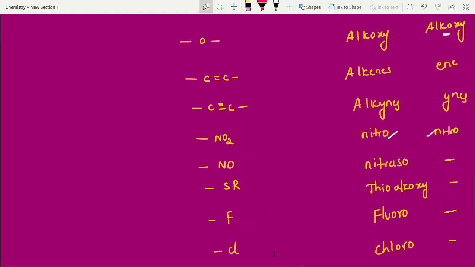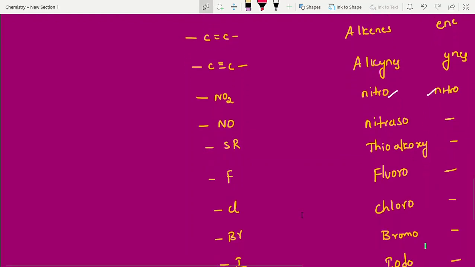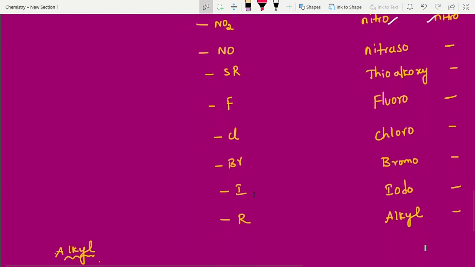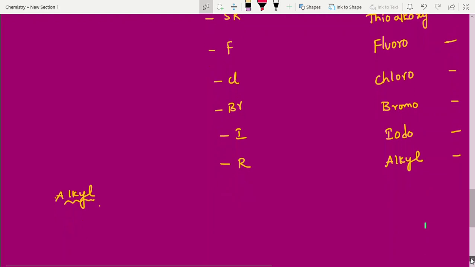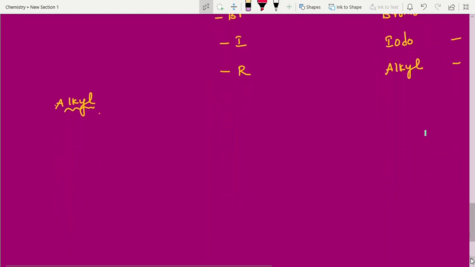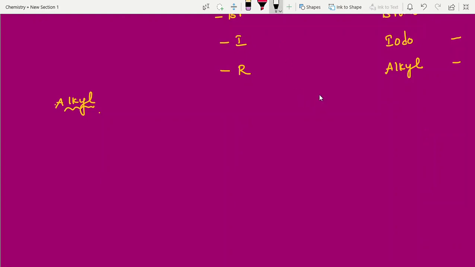Next, chlorine is chloro, Br is bromo, I is iodo, and R is alkyl. To save time, I have written all the functional groups, students. If you have command over functional groups, prefix names and suffix names, then definitely you can enjoy organic chemistry. Whether more than one functional group or only one, the names feel very easy. Okay, now I am writing alkyl.